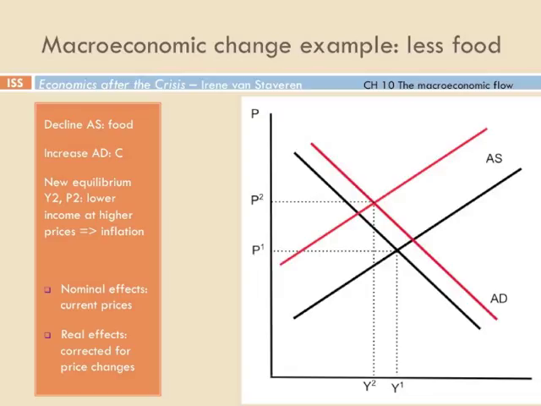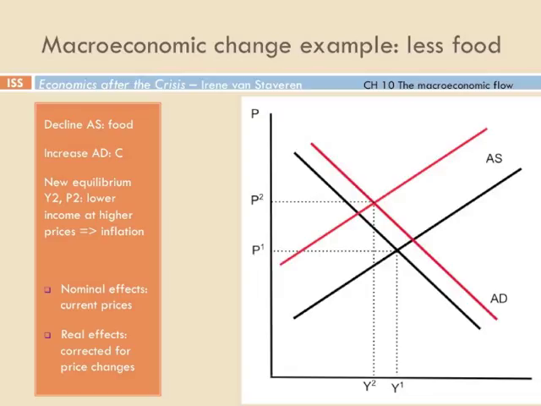Let me illustrate the example in this diagram. So the original curves of aggregate supply and aggregate demand are the black curves. Now suppose there's less food, so there's less production in the country, meaning that the aggregate supply function shifts upward, more to the left, away from more production. On the x-axis we have Y, that's production, so less production, so that's the red curve.